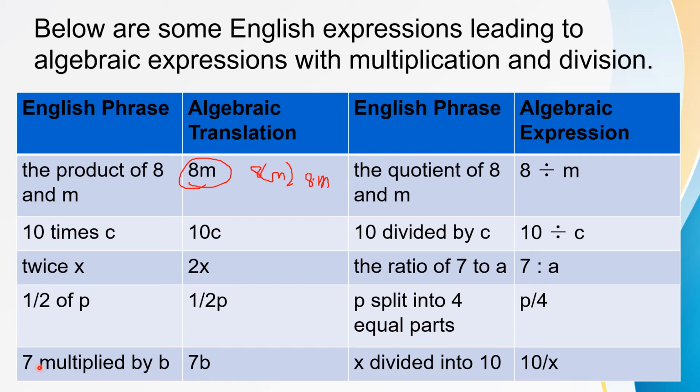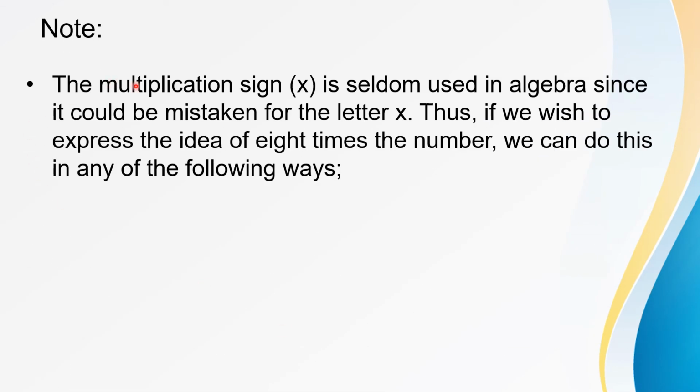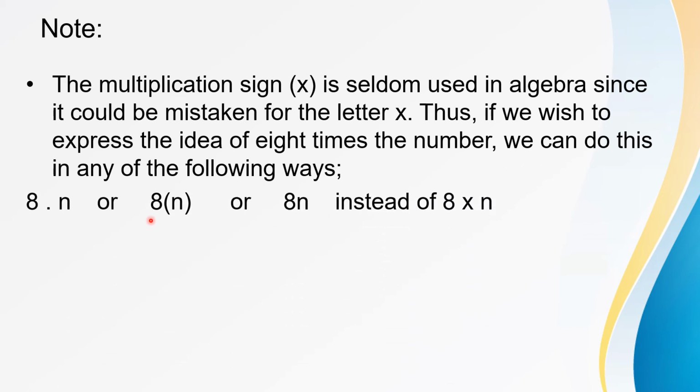Or simply we could use, yeah, okay, that's fine now, no? Next. Note, the multiplication sign x is seldom used in algebra since it could be mistaken for the letter x. Thus, if we wish to express the idea of 8 times a number, we can do this in any of the following ways. So, 8 dot n, or 8 with close and open parentheses, or 8n instead of 8 times n, no?